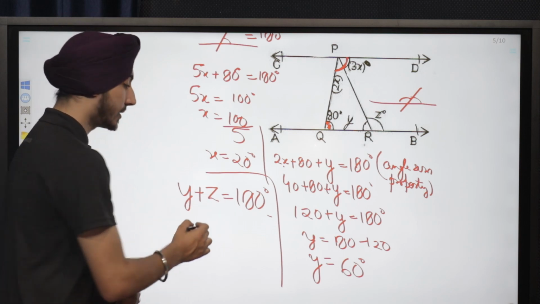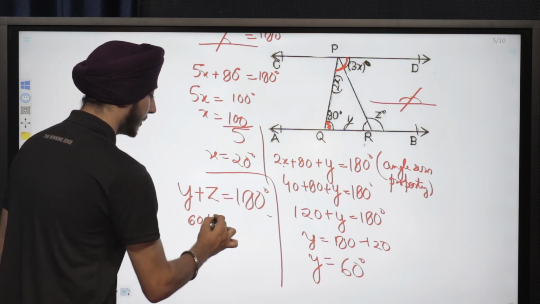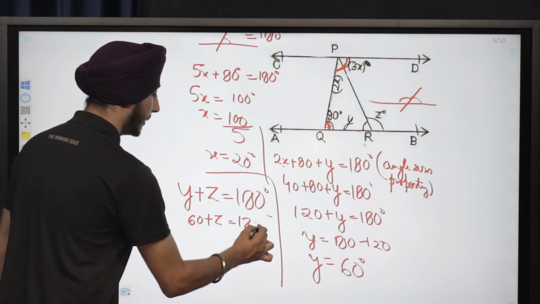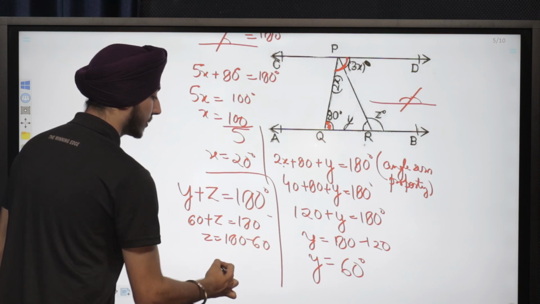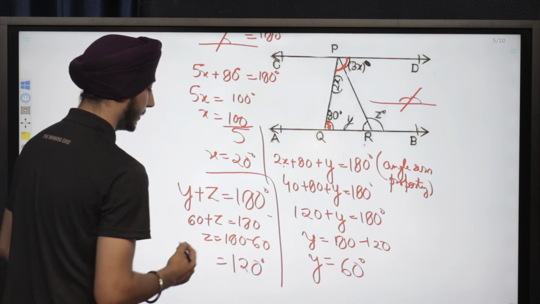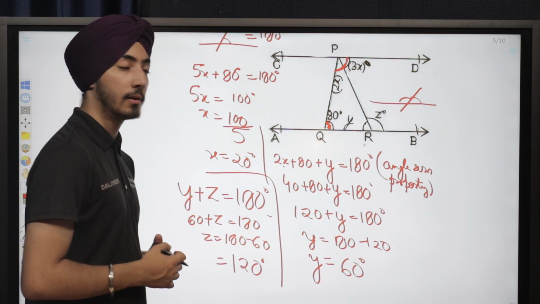Y is how much? 60. So 60 plus z equals 180. Z will be equal to 180 minus 60, which is going to give us 120 degrees. So the z value comes out to be 120 degrees.